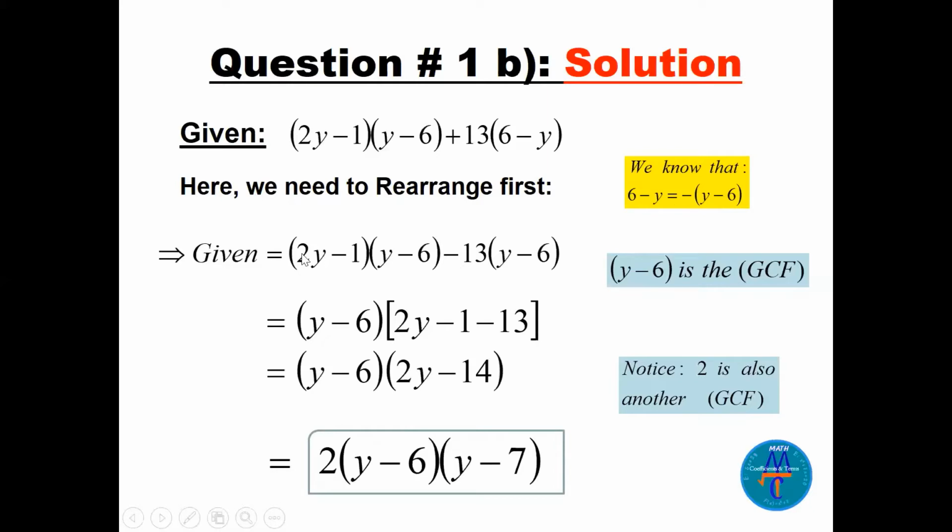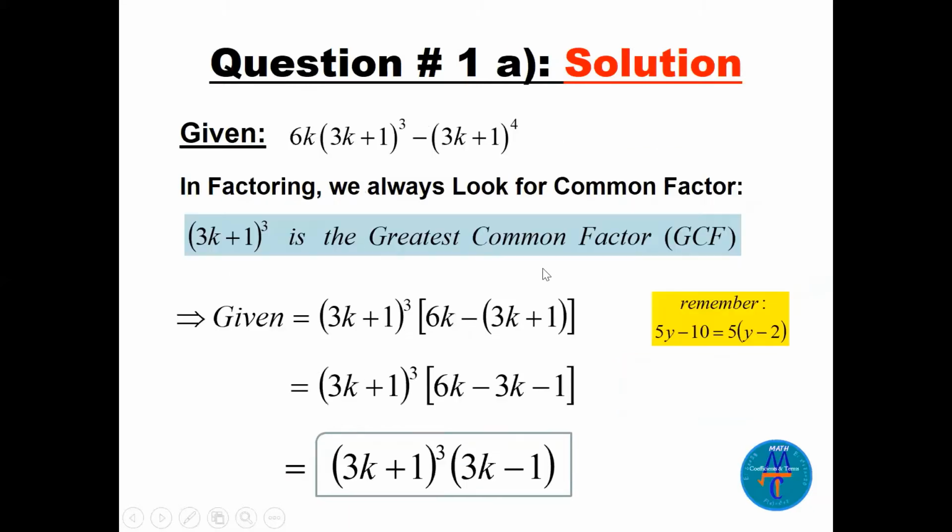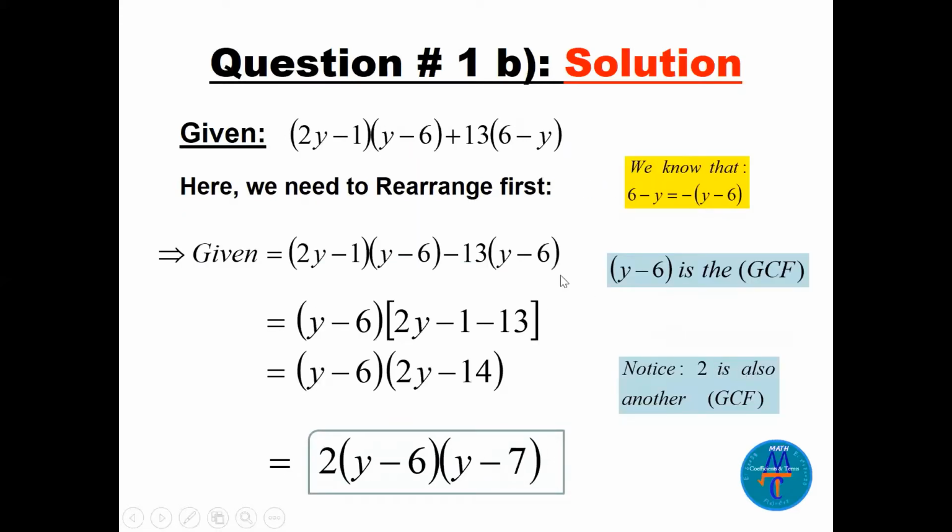Now look here: 2y minus 1 times the bracket y minus 6. Here y minus 6 is common. See the GCF: y minus 6. This is similar to the 5 here, common between 5y and 10. It will be y minus 6 out, then 2y minus 1 minus 13. Now we have to simplify: 2y minus 14.